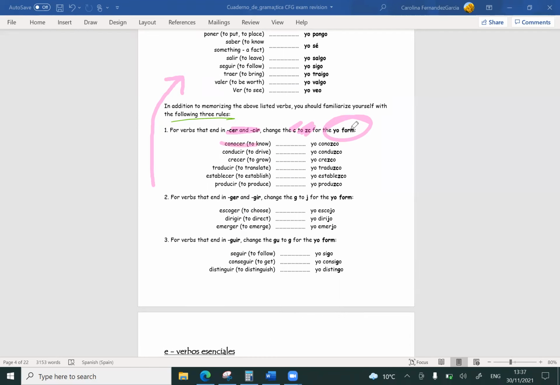Look at the ones above: conocer, conozco; conducir, conduzco. Verbs that end in ger and gir change the G to J in the yo form. Escoger, escojo. After that, back to normal. Verbs that end in guir change the GU to G in the yo form. Seguir, sigo; conseguir, consigo. It doesn't matter if you learn the rules or if you learn the exceptions. As long as you learn them and you recognize them in the exam, you'll get the marks.